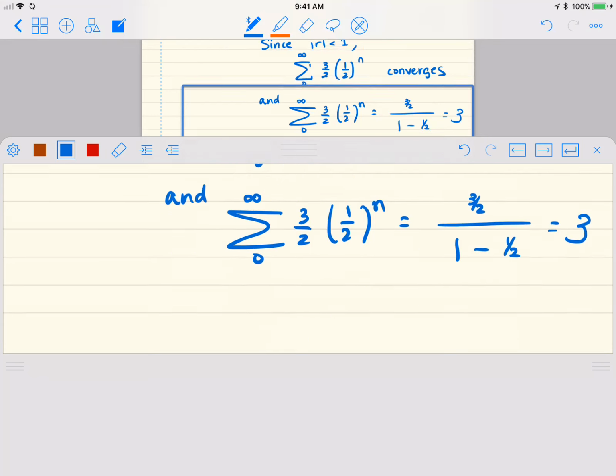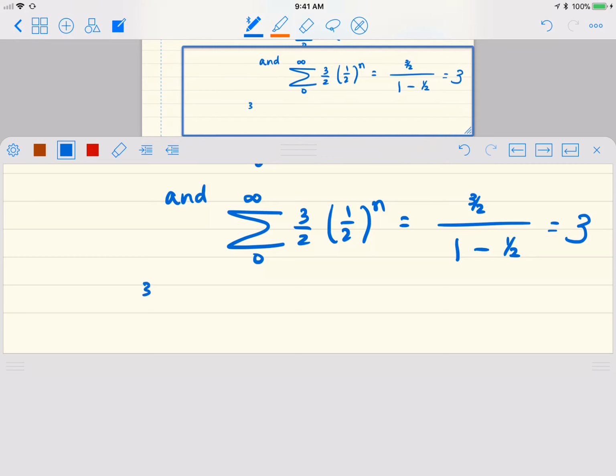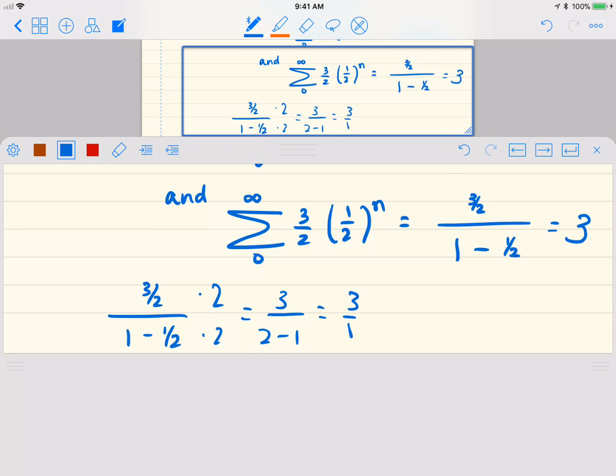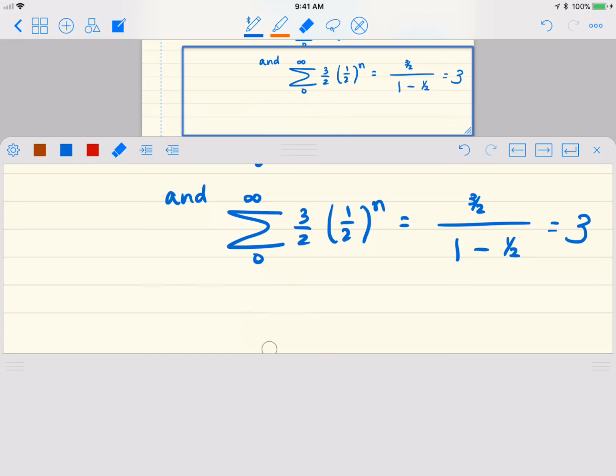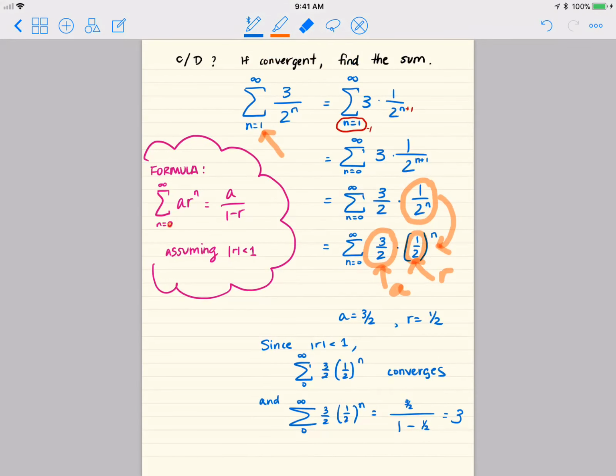3. I did my math correctly. So it'll be 3 halves over 1 minus 1 half. Multiply the top and the bottom by 2, so I get 3 over 2 minus 1, 3 over 1, yep, 1. Sorry, 3. Okay, and that's the answer. So we're convergent, and the sum is 3.